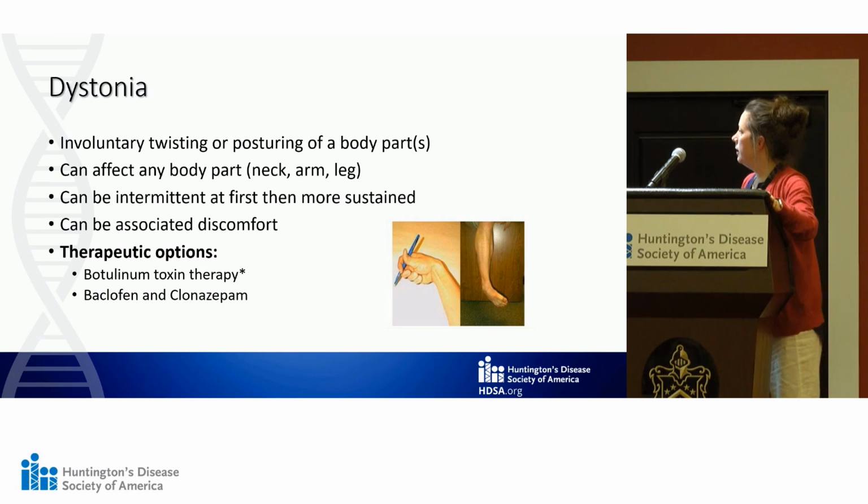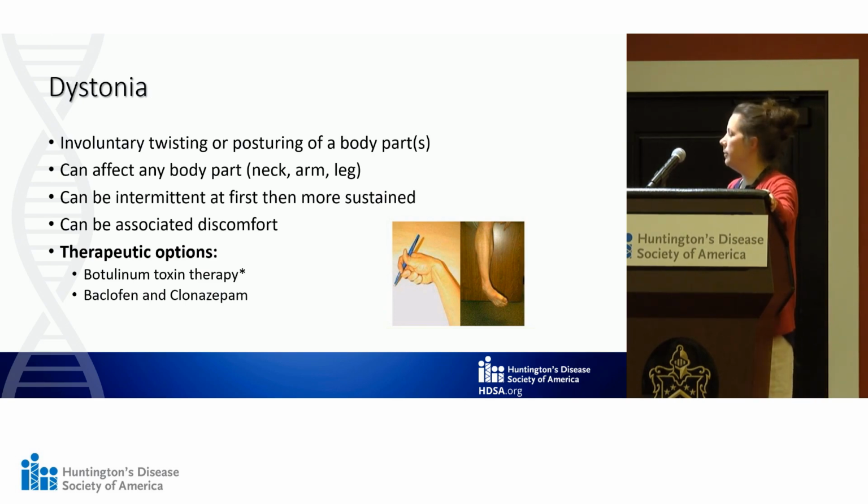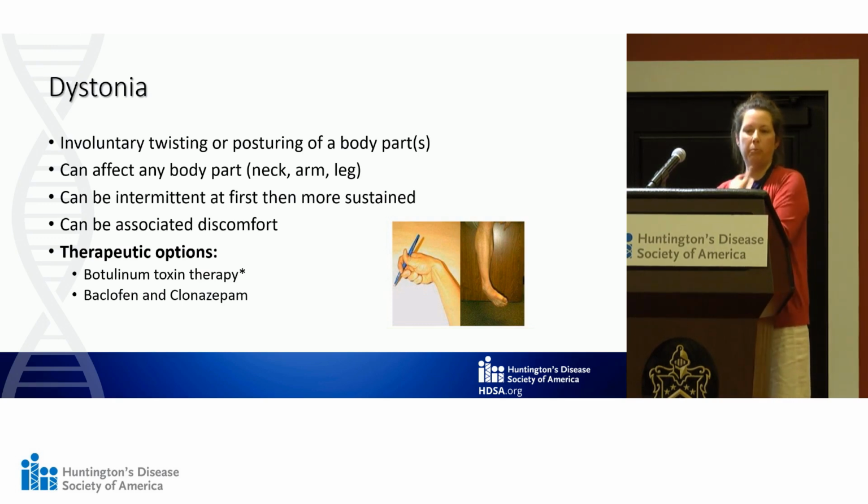For the dystonia, it can affect any body part. It can be intermittent. It just comes and goes at first, and then it can become more what we call sustained. It's present maybe all day, every day, as opposed to coming and going. And this also can be associated with discomfort. And a great therapeutic for it is Botox, because it's usually of a body part or parts, so it's kind of more focal. It becomes more diffuse over time, but Botox is a great way to target this. We can also use the baclofen and clonazepam to help quiet it down, either together, synergistically, or individually.